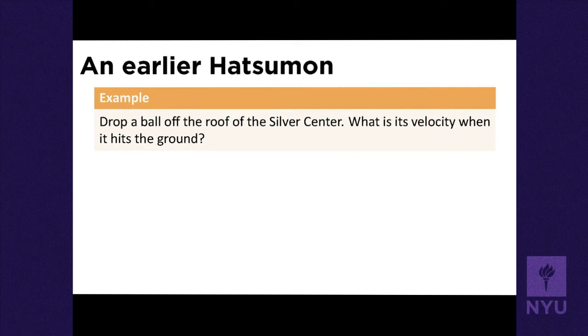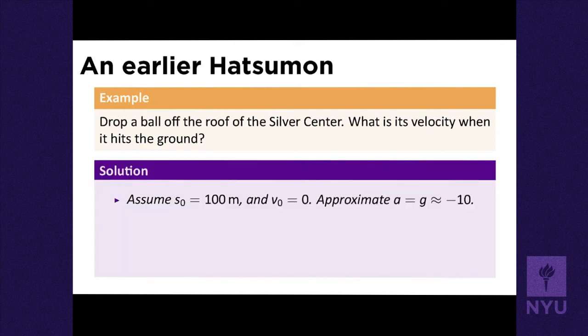It will be accelerated downwards. Okay. And we'd like to know the time it takes until it reaches down to position 0. All right, we have to assume a few things. I'm going to assume that the height of the Silver Center is 100 meters. You're welcome to prove me wrong, but it's good enough for our estimates.